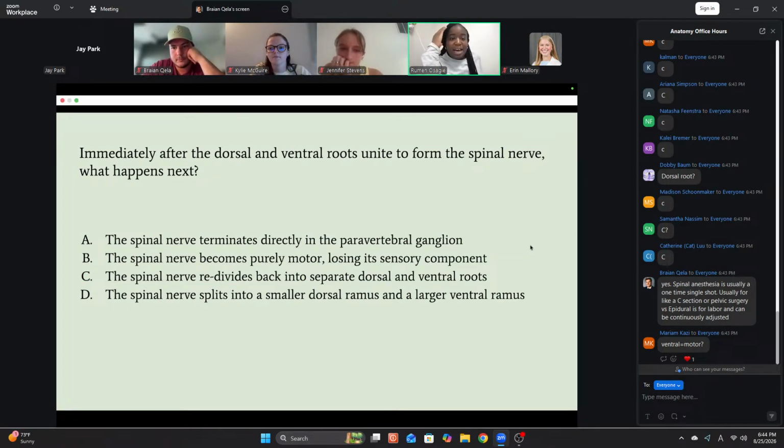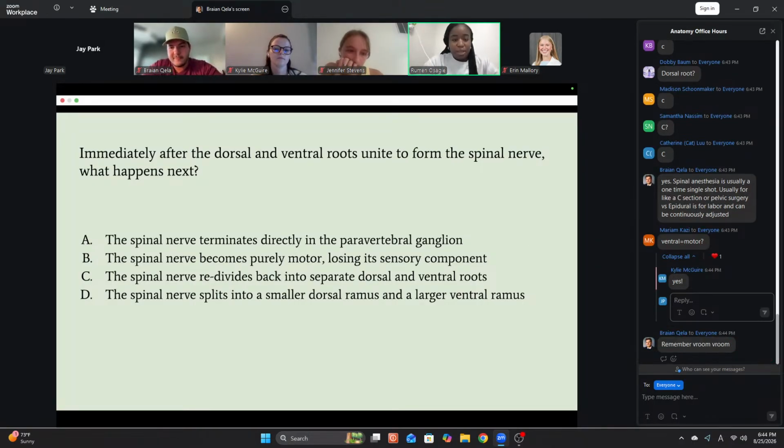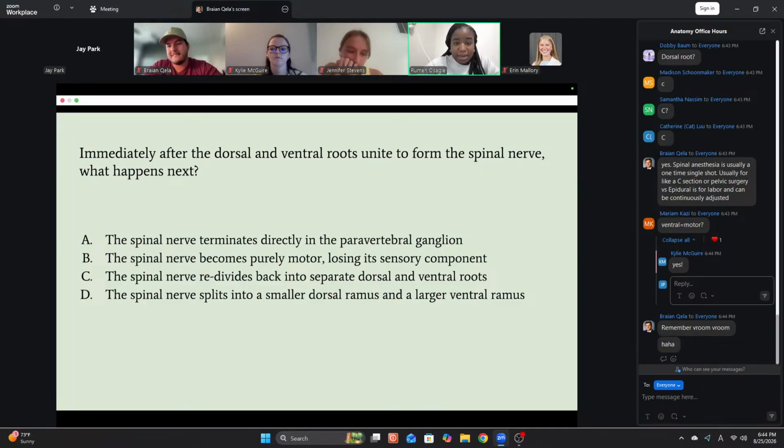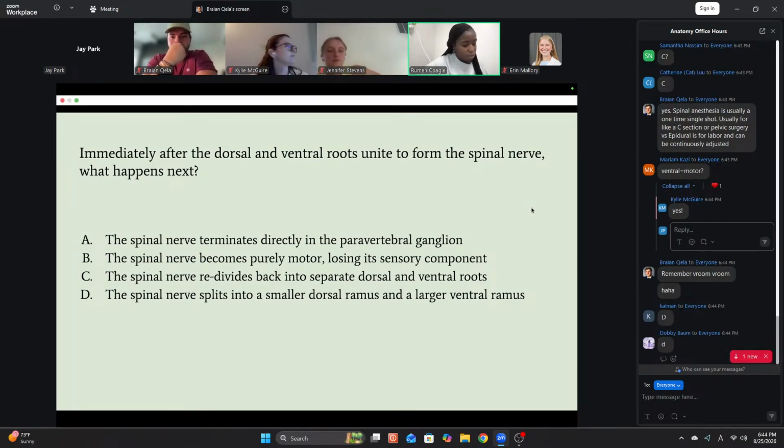All right, immediately after the dorsal and ventral roots unite to form the spinal nerve, what happens next? A, the spinal nerve terminates directly in the paravertebral ganglion. B, the spinal nerve becomes purely motor, losing its sensory component. C, the spinal nerve redivides back into the separate dorsal and ventral roots, or D, the spinal nerve splits into a smaller dorsal ramus and a larger ventral ramus. What is the correct answer?